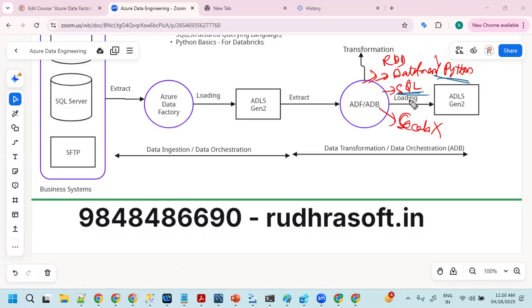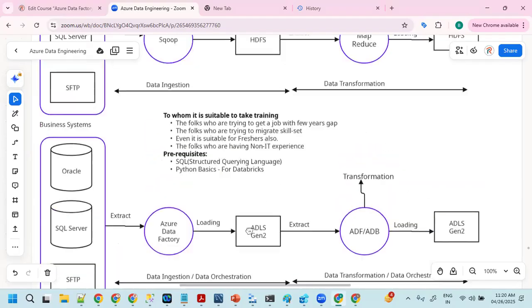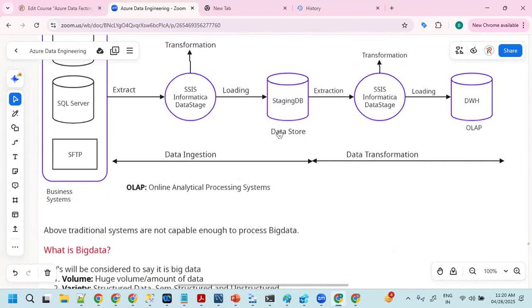For this ETL tool, are we going to use Informatica? No, those are traditional tools, almost finished in the market. Just for understanding, I have walked you through how exactly we used to do the processing in the olden days.